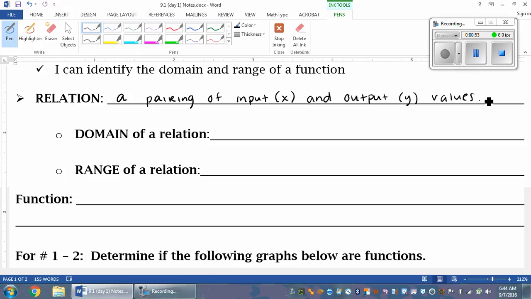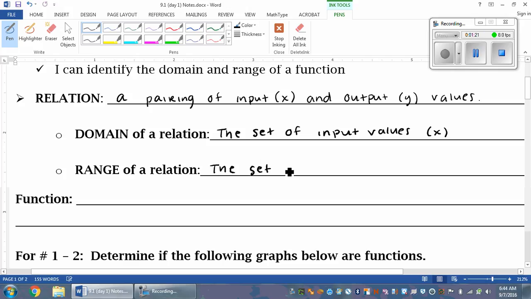Now, within a relation, we could talk about the domain. The domain of the relation is the set of input values. So the domain just has to do with all of the different x values. So that's talking about the input. And the range is exactly the opposite. The range of the relation is the set of output values. So the range is the set of y values.